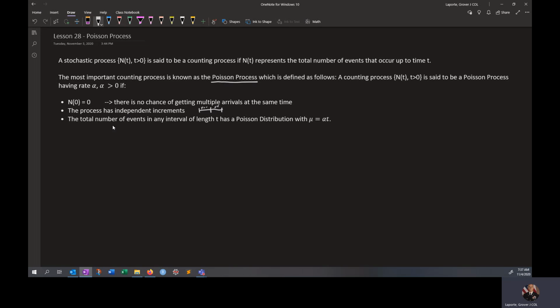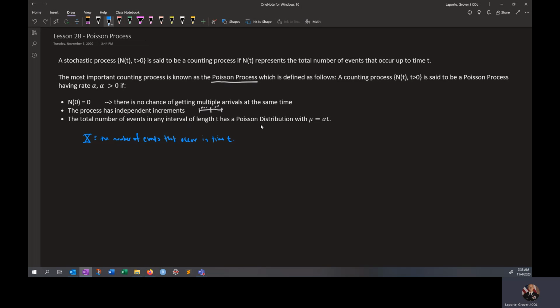The next one is that the total number of events in any interval of length t has a Poisson distribution, right? So that's a different distribution than, obviously, the exponential distribution. So let's talk about it real quick. I'm just going to use the lingo in probability and statistics. So I'm going to define a random variable as the number of events that occur in time t, in some time interval t.